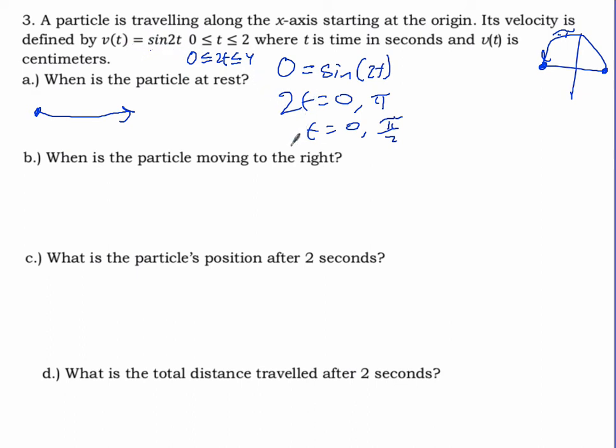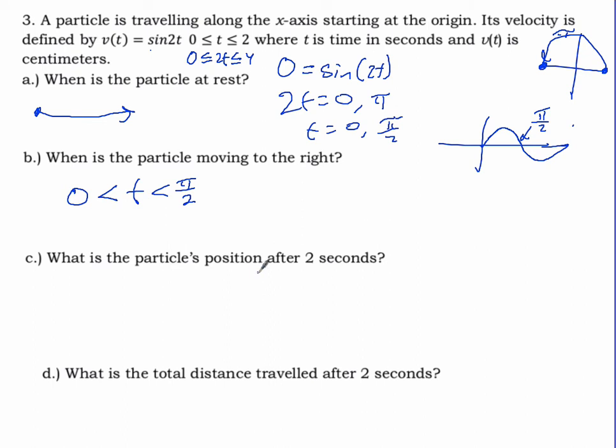Well, we know what sine looks like. Sine looks like this. So this is pi over 2, or sine 2t. And so after that point, it's going to be negative and moving to the left. So between 0 and pi over 2, it's moving to the right.